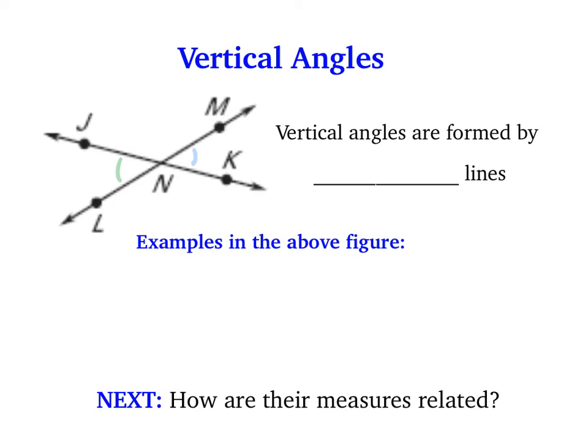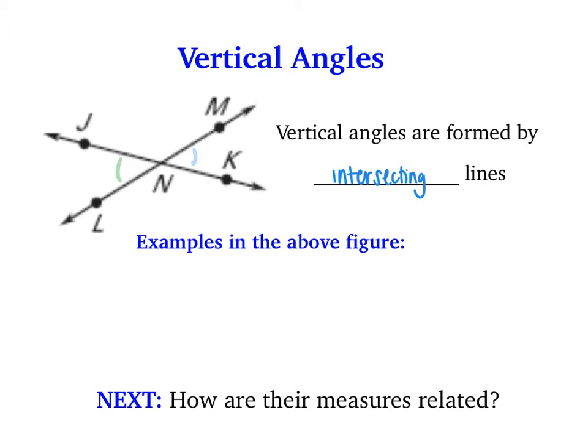The angle pair shown is called vertical angles, and vertical angles are formed by two intersecting lines. If we look, that X figure is really two lines that are intersecting. We have line LM and line JK, and they meet at that vertex N. So vertical angles are formed by intersecting lines.